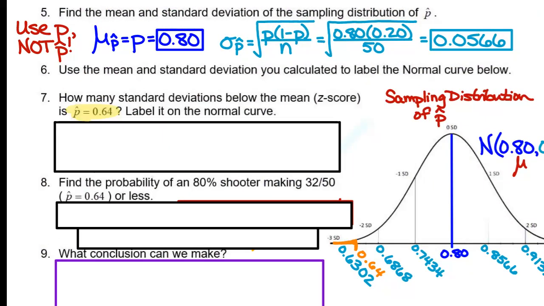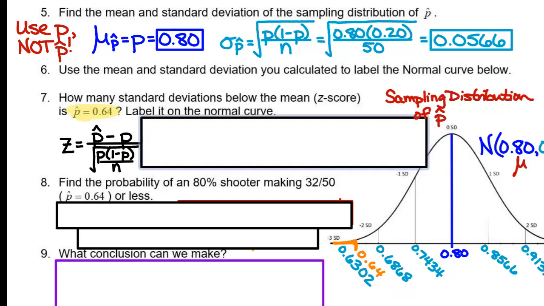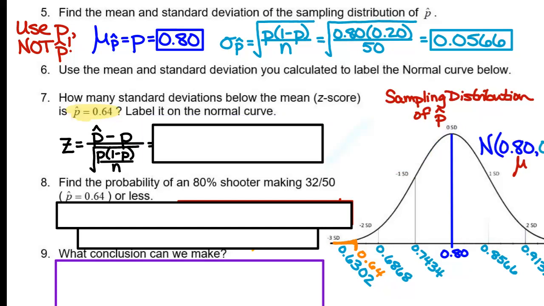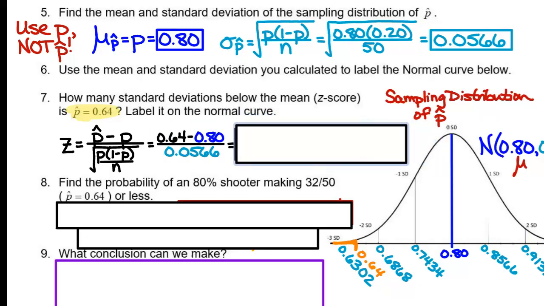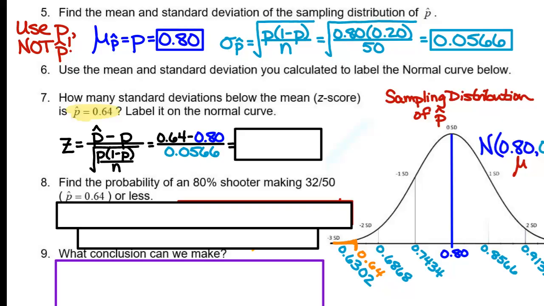All right, we labeled this on the normal curve. Now to actually find exactly how many standard deviations away we are, that's what a z-score does. Do you guys remember calculating z-scores? Z-score, we take our statistic, our p hat, and subtract the parameter, p. So I have p hat minus p over the standard deviation, square root of p times 1 minus p over n. We already know p hat, that's 0.64. What's p again? 0.80. And we already calculated our standard deviation up here, so I can just pop those numbers in. 0.64 minus 0.80 divided by 0.0566. This tells me how many standard deviations away we are from p.